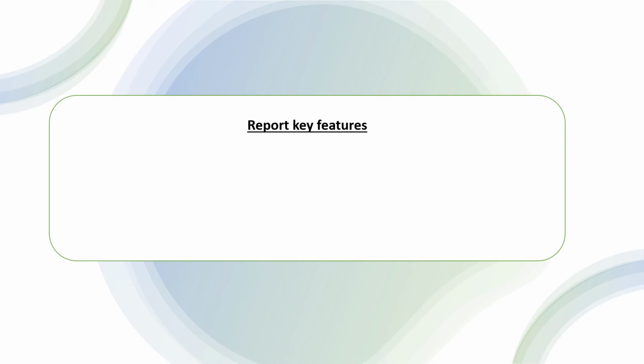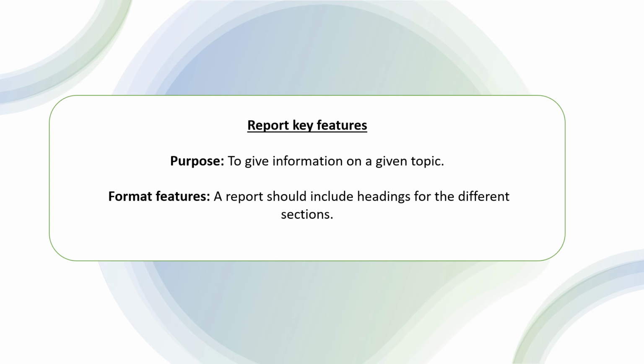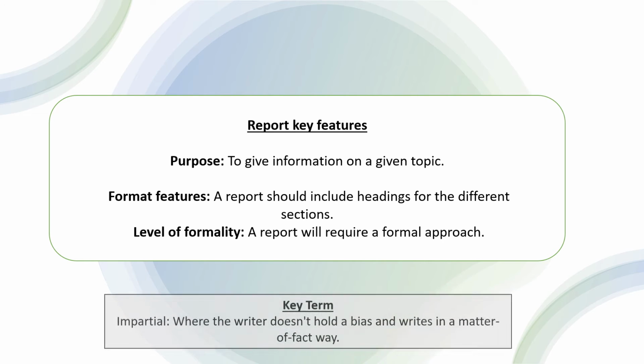So for the key features within a report then, we need to bear in mind our purpose. The purpose of any report really is to give information on a given topic. Format features: a report should include headings for the different sections. It's important to also consider using things like bullet points to break down either the positives or the negatives of your report. And level of formality: a report will require a formal approach, so making sure we're not using any slang or colloquial language.